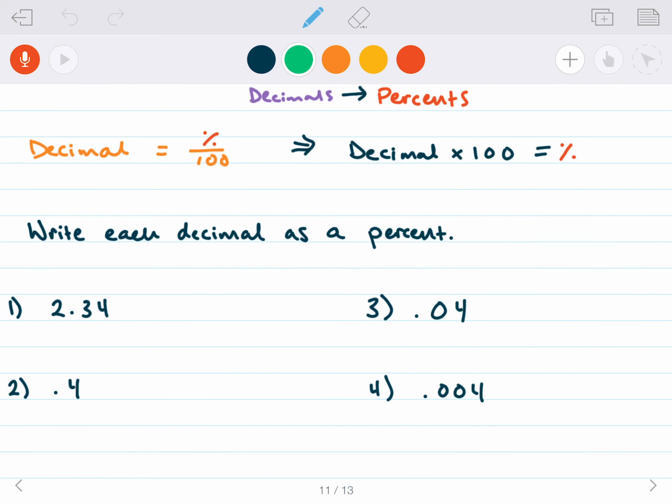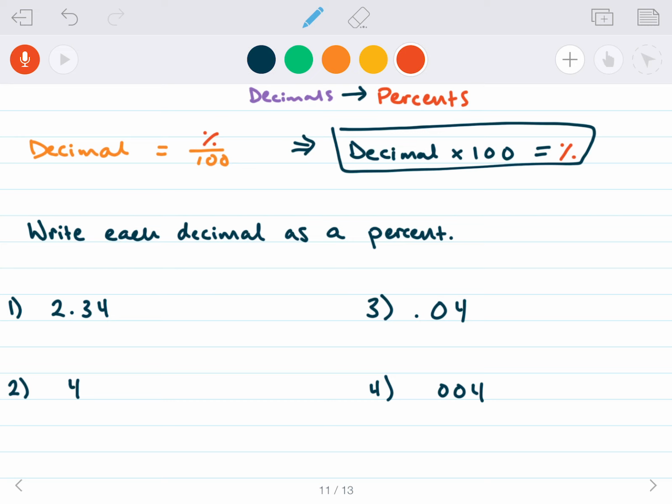All right, so how do we go from decimals to percents? Well, we can kind of set it up like this. The decimal number is some percent over 100. And so basically, if you just multiply 100 on both sides of this equation to clear out that 100, we get that the decimal number times 100 equals the percent. So basically, we're just multiplying by 100.